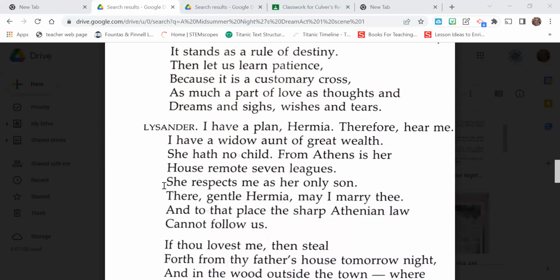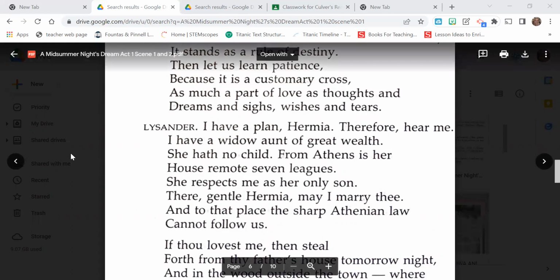And Lysander says, I have a plan, Hermia, therefore hear me. I have a widow aunt of great wealth. She hath no child. From Athens is her house remote seven leagues. She respects me as her only son. There, gentle Hermia, may I marry thee? And to that place, the sharp Athenian law cannot follow us.